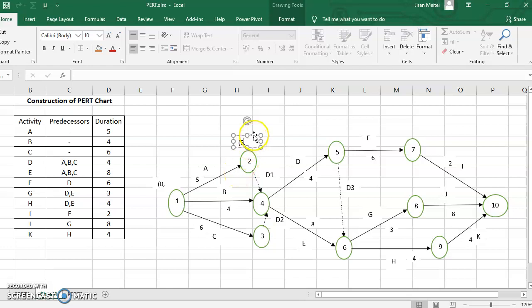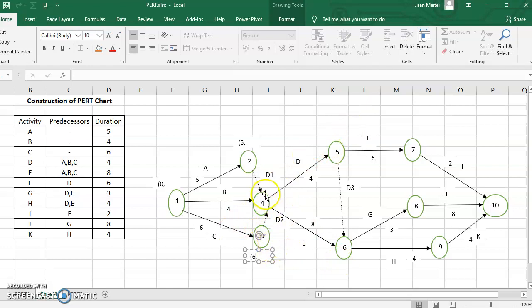Now similarly C also will be completed after 0 plus 6, which is 6 units. Now B is going to be completed at 0 plus 4 units, but at this particular circle you should also be completing A as well as C. Only then you can start D and E.